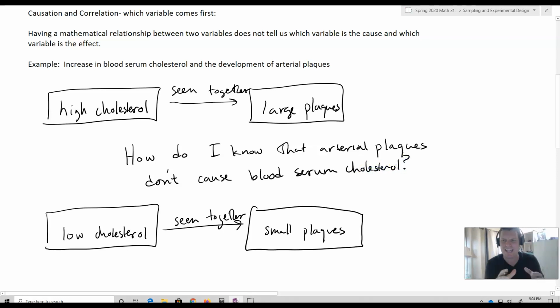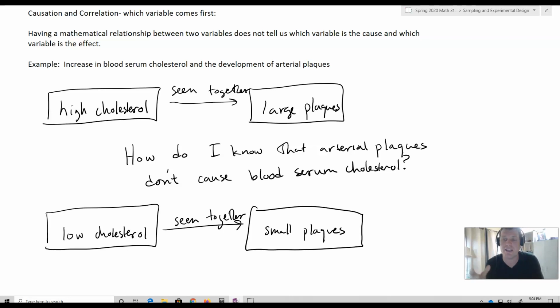What makes us believe that high blood serum cholesterol is the thing that leads to large plaques, and not that large plaques is the thing that leads to high cholesterol? Or that small plaques means that we're not going to get the increase in cholesterol and so we're going to have low cholesterol. Not that having low cholesterol leads to no plaques.